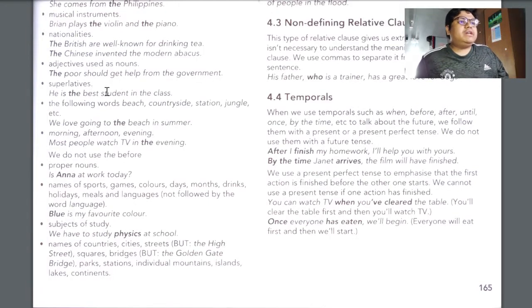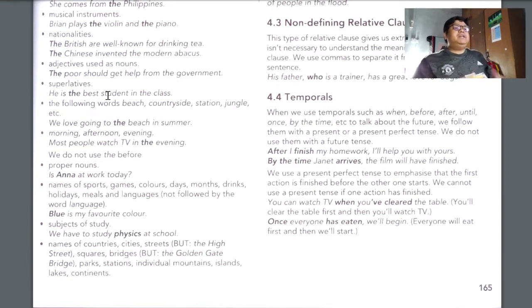Right, other times we use article the is when adjectives are used as a noun. Okay, adjective yang digunakan sebagai noun. Adjective ni kata sifat. Tapi from time to time we can use adjectives as noun. Contohnya orang-orang miskin, poor people. Okay, we can say poor people, but we can also just say poor. Okay, the poor kat sini, if we are talking about them, then we have to add article the.